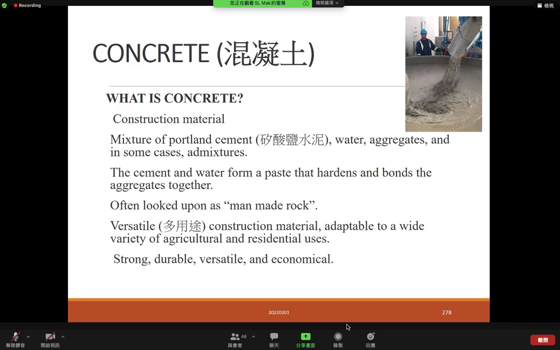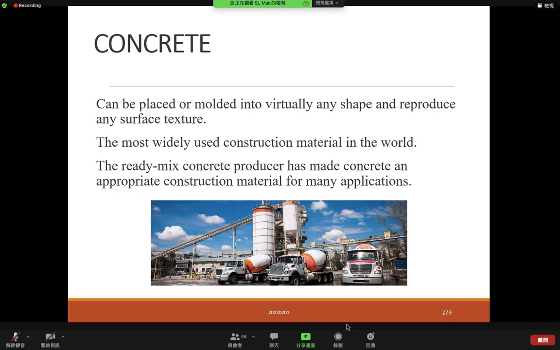Its properties are strong, durable, versatile, and economical. It can be placed in a mold into virtually any shape and reproduce any surface texture. So that is why it is widely used in the construction industry around the world. The ready-mix concrete producer has made concrete an appropriate construction material for many applications. The photo shows a manufacturing plant making concrete.